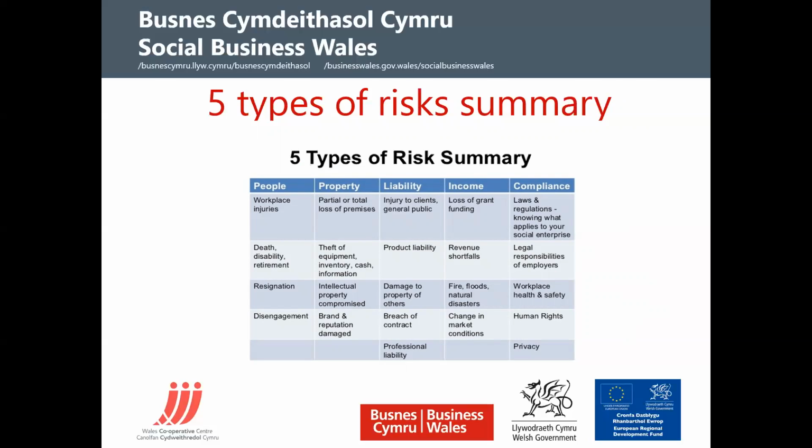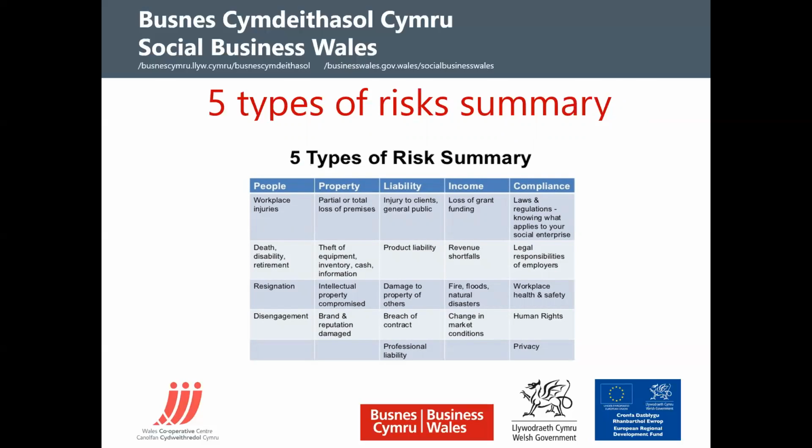Let's look at the second one, property. So partial or total loss of premises due to fire or flood, theft of equipment, inventory, cash, or even information. Intellectual property could be compromised, and your brand and reputation could be damaged. These are five areas of risk that you could come across within your property.